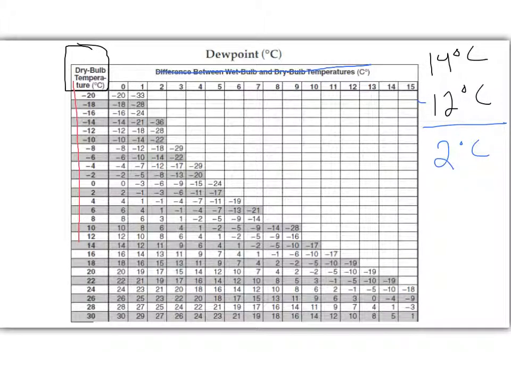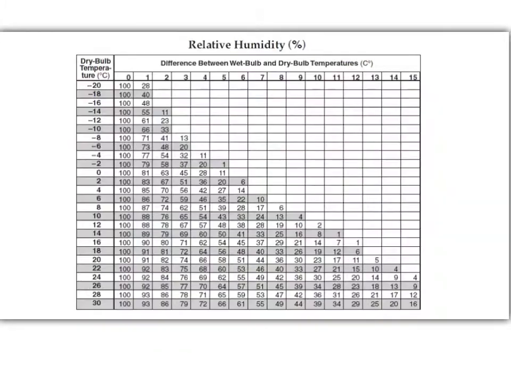What you do then is put your right pointer finger on the difference, which was 2, and you go down, and then you're going to go over. I left some space so you can see the number, and you're going to end up with the dew point. In this instance, the dew point is going to be 11 degrees Celsius.